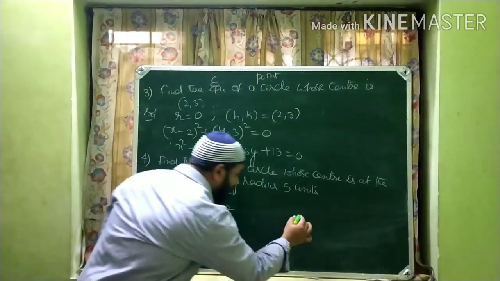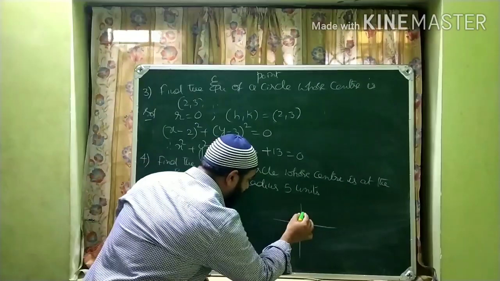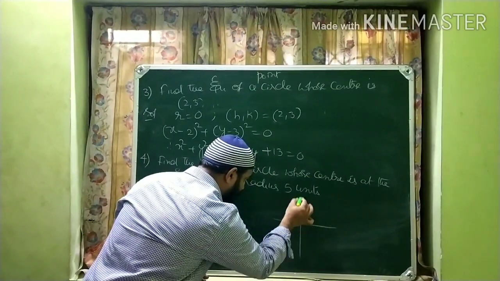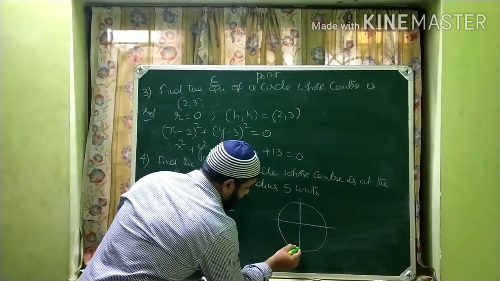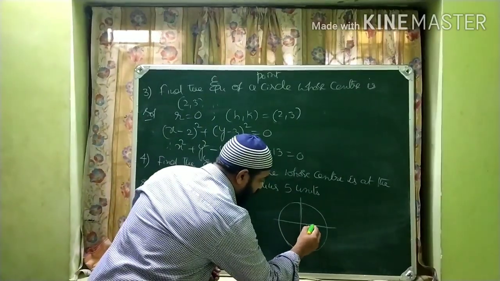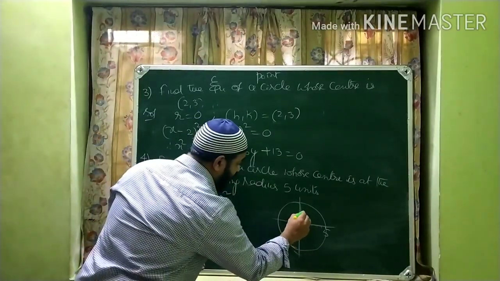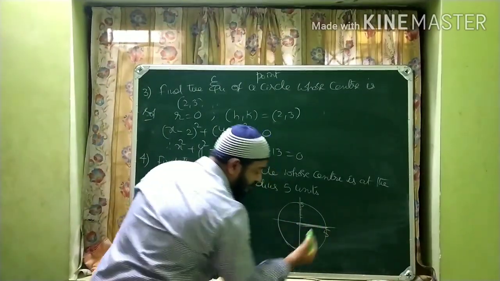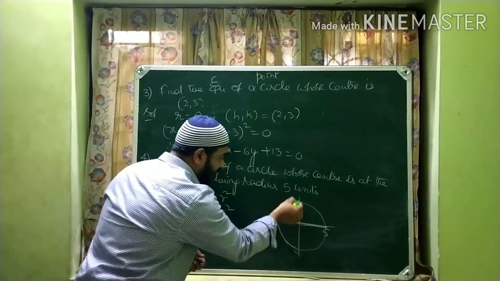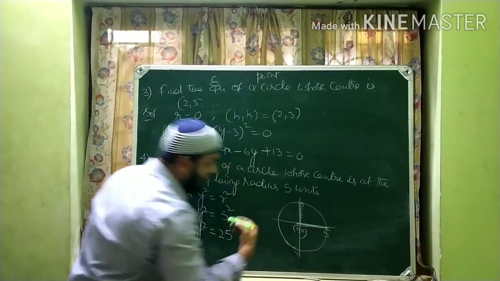We can even show this with a diagram as well. So here, 1, 2, 3, 4, this is 5 units. 1, 2, 3, 4, this is 5 units. So this is 5 and this is 5. That is, the radius is 5 and the center is what? (0, 0).